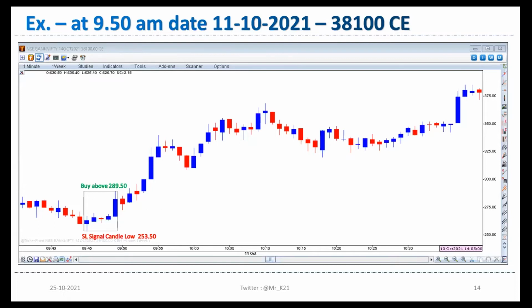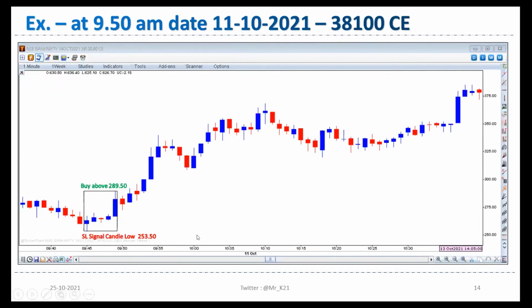at 289.50 with a buffer of 3%. So you will be able to see a pending order in your system, where the trigger price is 289 and your limit price is 289.50 plus 3%, whatever it may be. That pending order you will see.